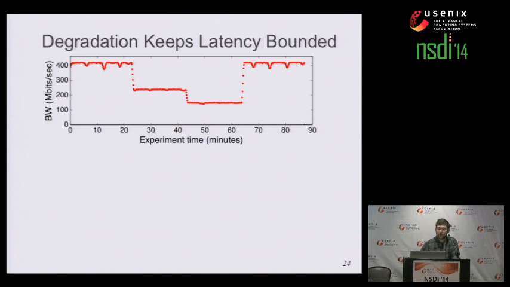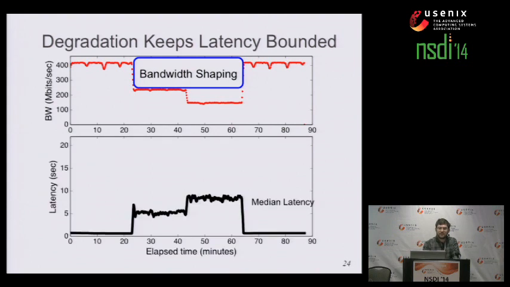Here are the results with degradation. I'm going to turn on bandwidth shaping not only once but twice to show you that there isn't a transient there. Here's the median latency. It goes up not to 10 minutes, but to about 10 seconds.